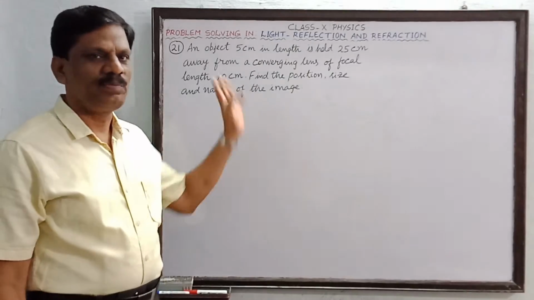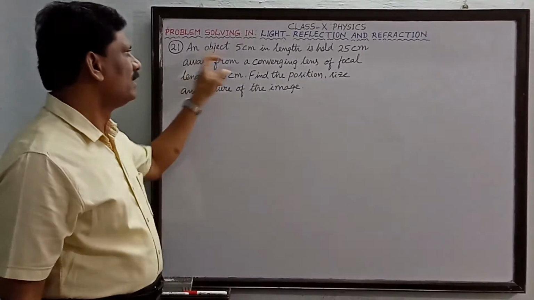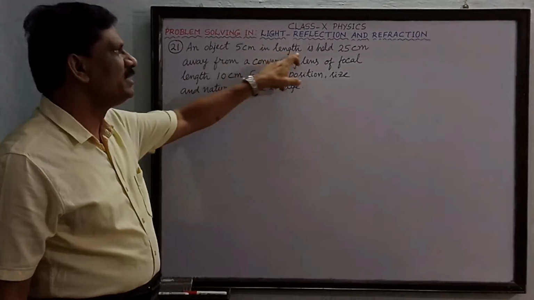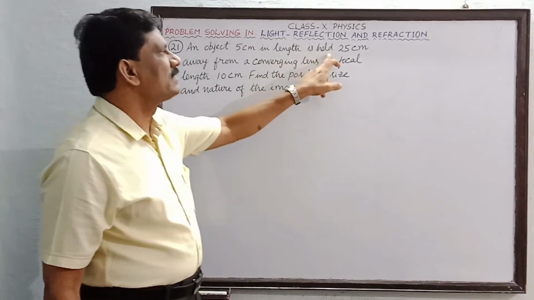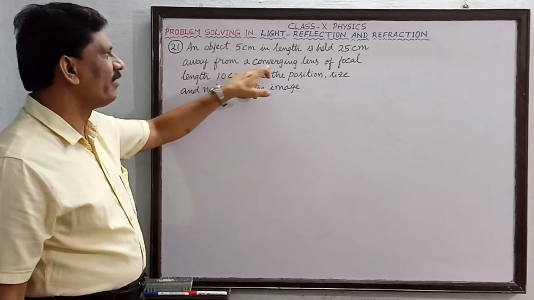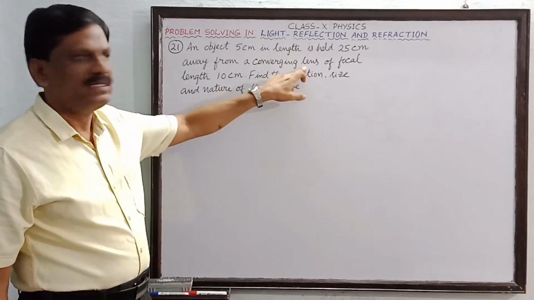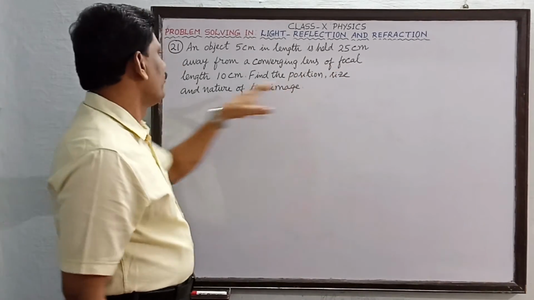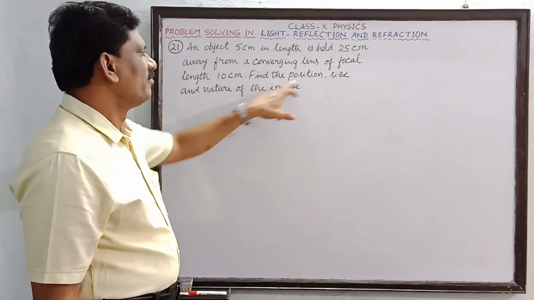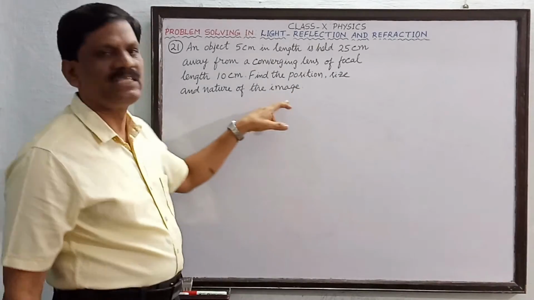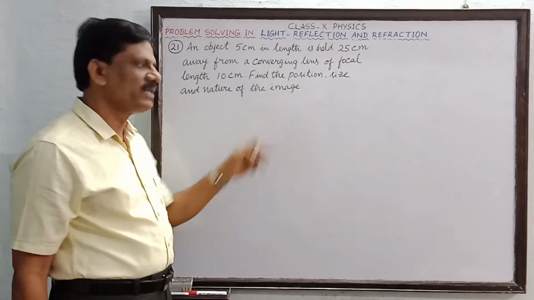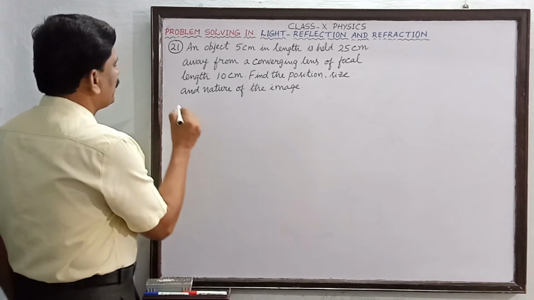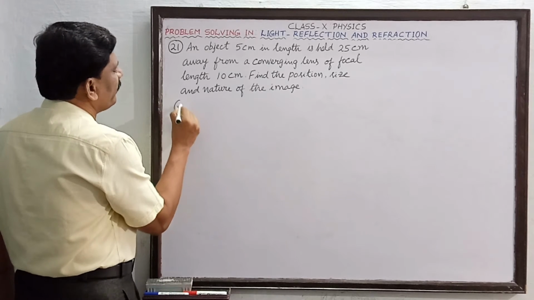Now problem number 21 is, an object 5 centimeter in length is held 25 centimeter away from a converging lens. Converging lens means what? Convex lens. It is of focal length 10 centimeter. Find the position, size and the nature of the image. Okay, students. So what are all the given quantities? As usual we will write.